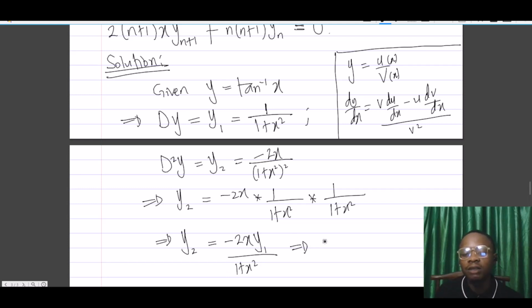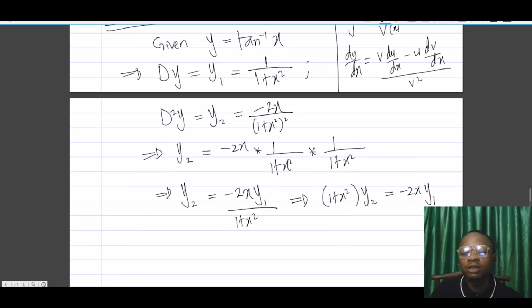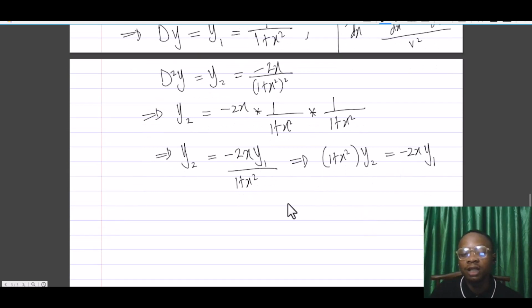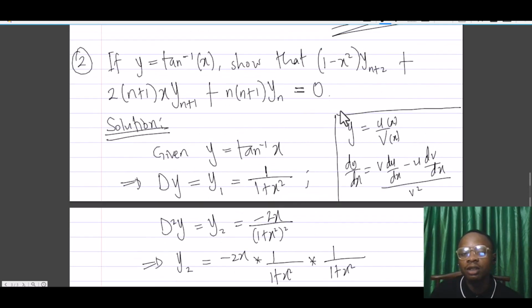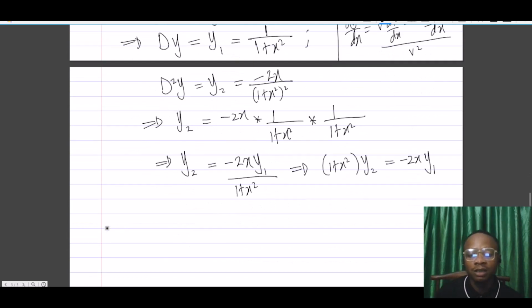And then from here we can cross multiply and we see that this is 1 plus x squared multiplied by y sub 2 equals minus 2x multiplied by y1. So that's the relationship between the two of them. And from here we can simplify further by just rearrangement so that we have 0 on the other side. We will obtain the following. We will have 1 plus x squared y2 plus, by the time we move this minus to this side, it will become plus 2x y1 equals 0.